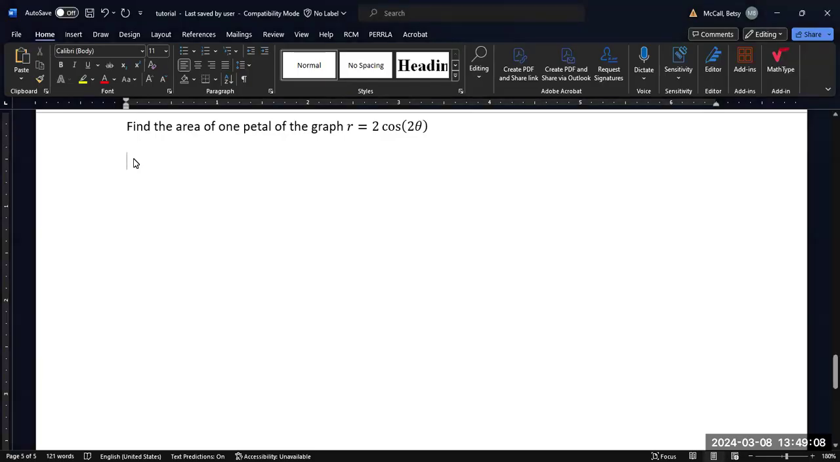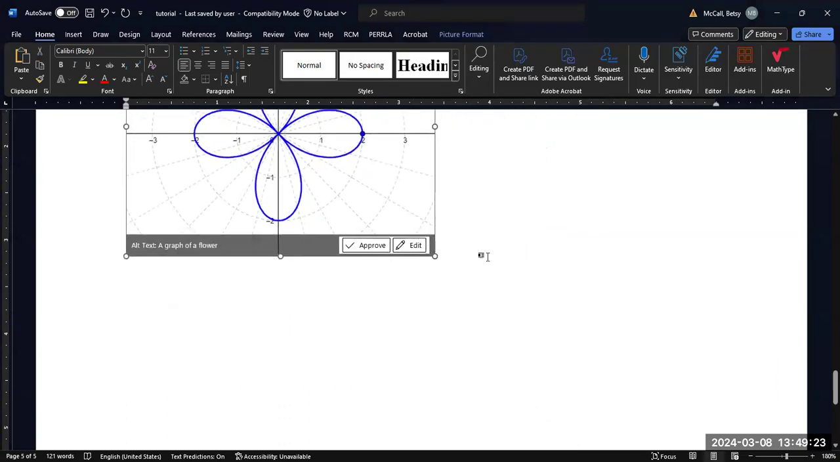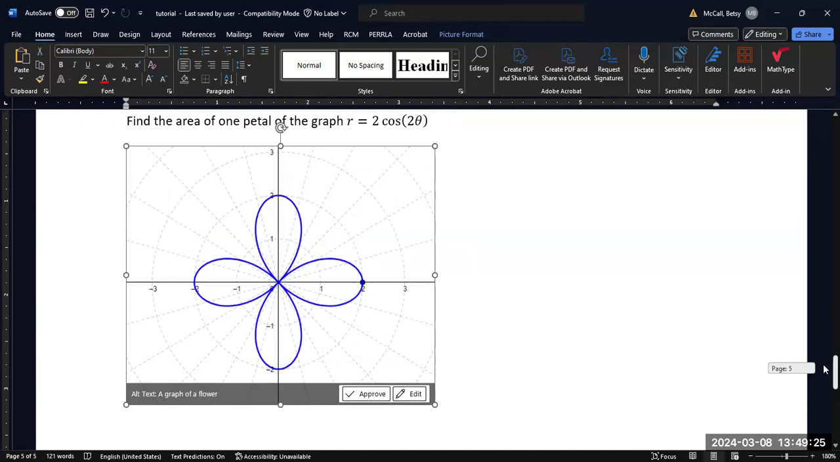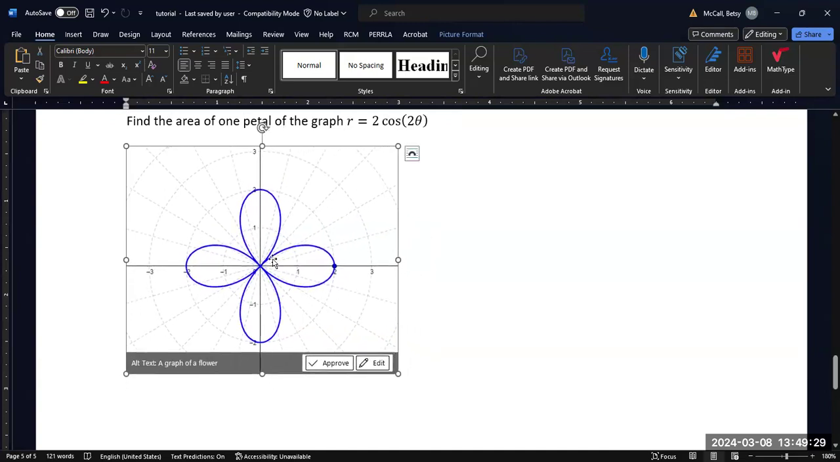Okay, so in this video, we're going to look at how to calculate the area of one petal of a polar graph. So in this particular graph, we're going to look at this one. This is one we used as a previous example for finding derivatives, but we have this nice graph, and we'd like to find out what the area of one petal is.